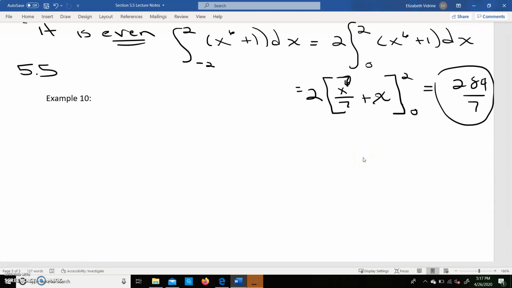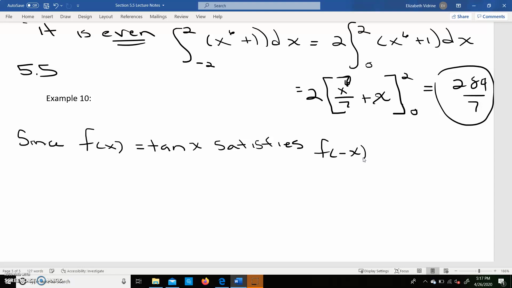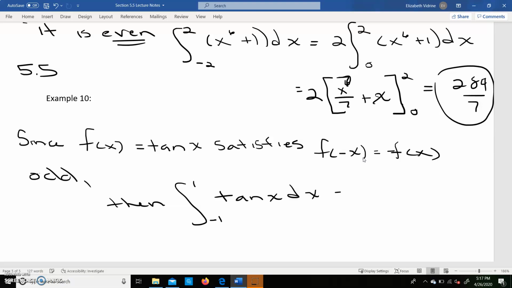And so really you have to understand what an even and odd function is. Since f of x equals the tangent of x satisfies f of negative x, so if you plug negative x in, you end up with the opposite of the original function, f of x, which means it's an odd function. Then, if we want to evaluate the integral from negative 1 to 1 of the tangent of x dx, that's just going to simply be 0, right?